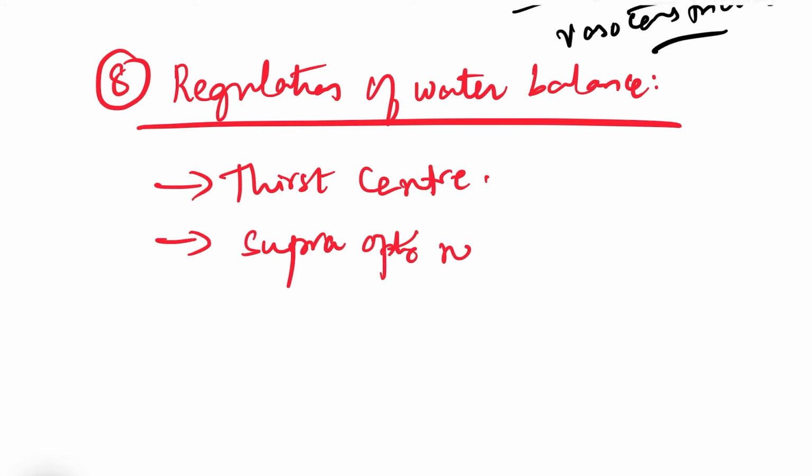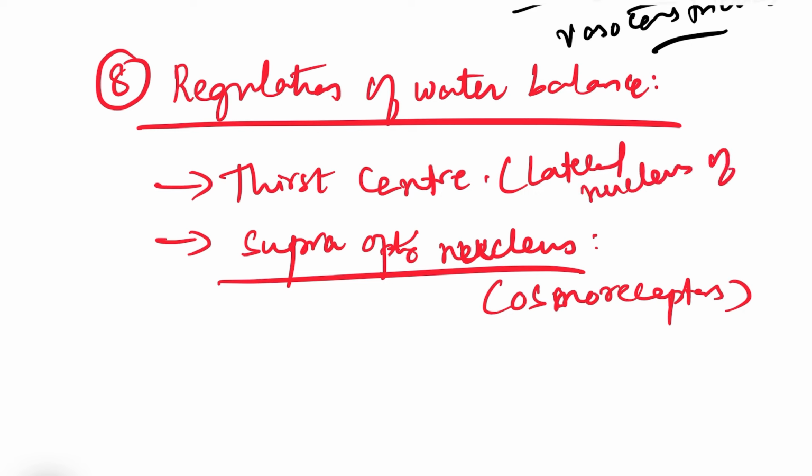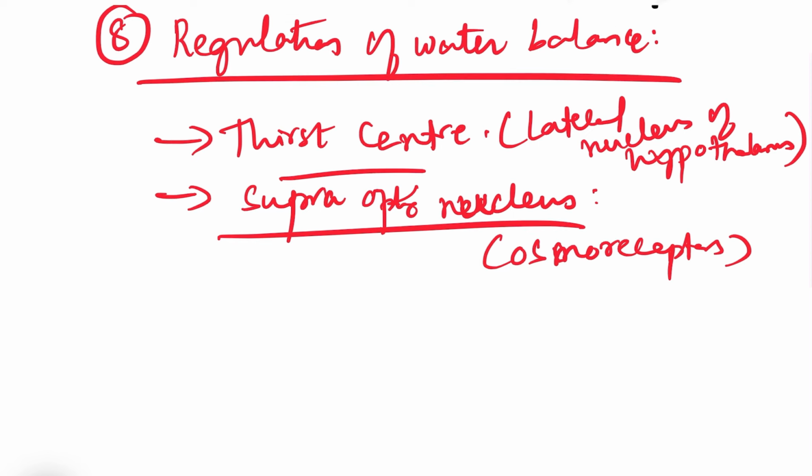supraoptic nucleus. In the supraoptic nucleus there are osmoreceptors, and the thirst center is present in the lateral part of the hypothalamus, that is the lateral nucleus of the hypothalamus. So, with the help of the thirst center and the supraoptic nucleus, it will control the water balance.